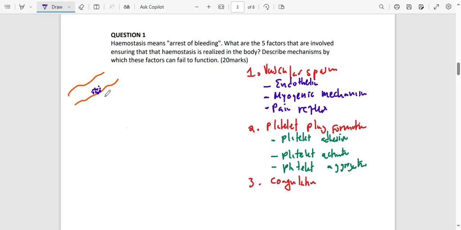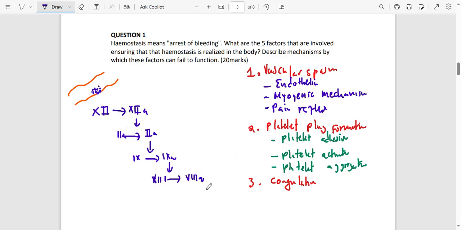So what is going to happen is, because of the same injury, there's going to be activation of factor 12. Factor 12 is activated to factor 12A. Factor 12A activates 11 to 11A. The 11A is going to activate 9 into 9A. A represents activated. The 9 is going to activate 8 into 8A.